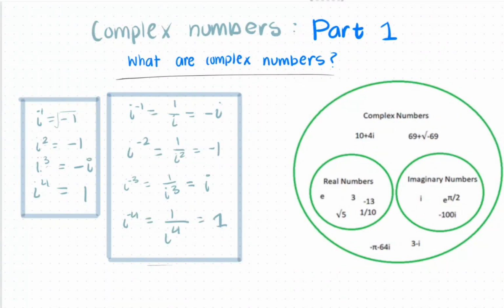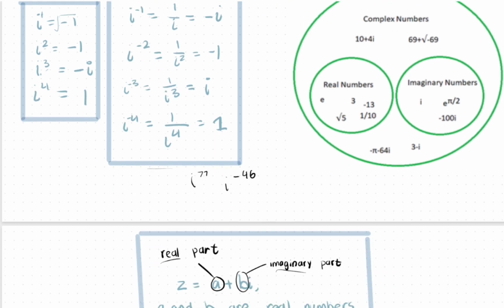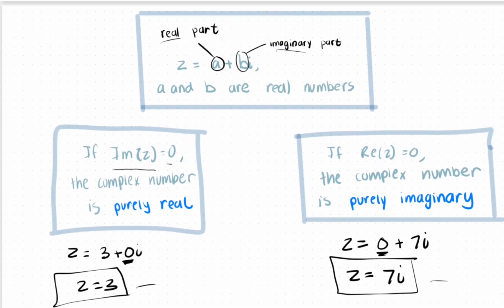Alright, so wrapping it up, that was complex numbers part 1, what are complex numbers. In this video, hopefully you learned how to evaluate different values of maybe i to the power of 77, i to the power of -46, things like that. And you also learned the actual format of a complex number, which is z is equal to a plus bi, where a and b are real numbers. And you learned about purely real complex numbers and purely imaginary complex numbers.